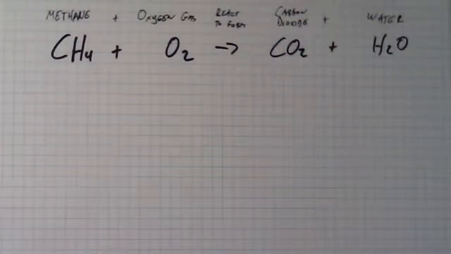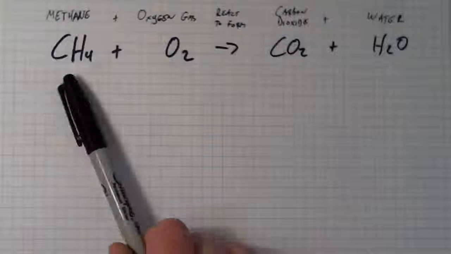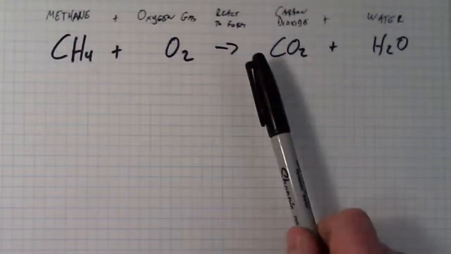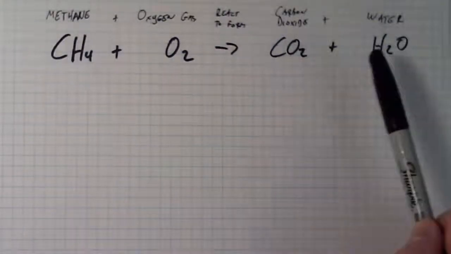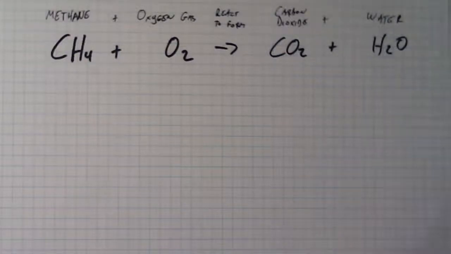Okay, here I've got a pretty simple chemical equation. I have methane plus oxygen gas react to form carbon dioxide plus water. If your house is heated by natural gas, this is the reaction that happens inside of your furnace. So in order to see what's going on, let's actually draw out the molecules.